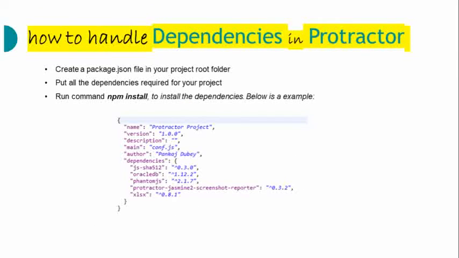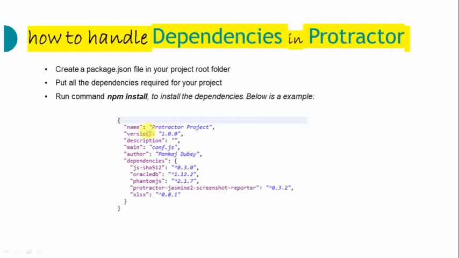How to handle dependencies in Protractor? When we were working with Selenium, there was the option of creating a Maven project, and you mention all the dependencies in the Maven project. Similarly, how do you maintain all the dependencies in Protractor? You have to create a package.json file in your project root folder, put all the dependencies required for the project, and run the command npm install to install the dependencies.